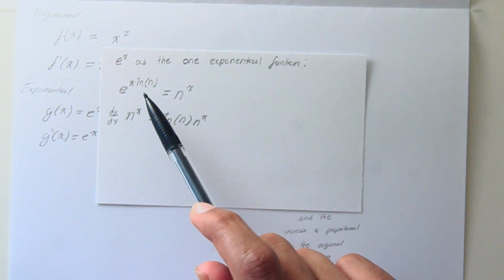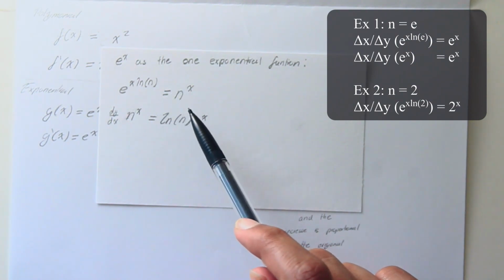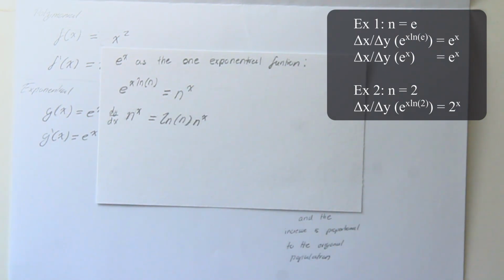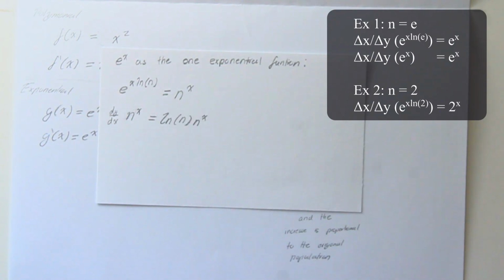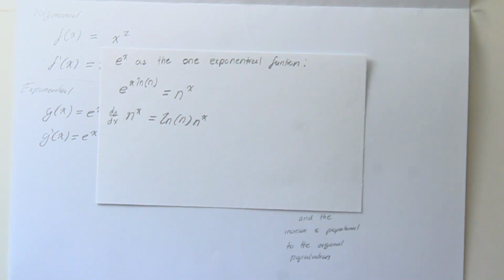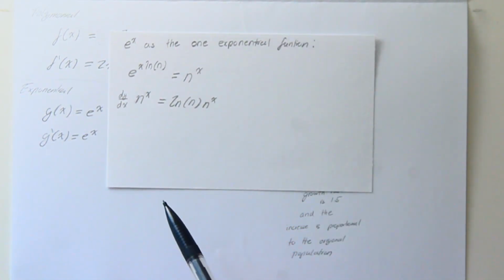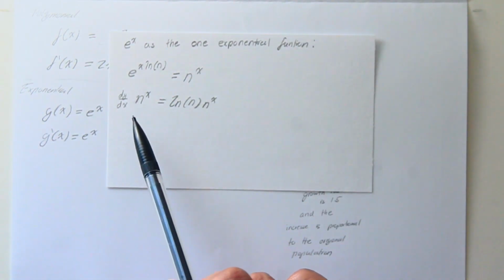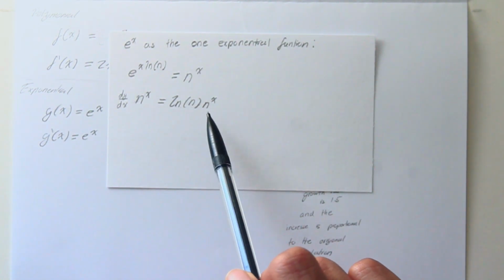So here we have e to the x times the natural log of n equaling n to the x power. So say we have e to the x times ln of 2 equals 2 to the x power. And we're going to see that all exponentials have the same property of being proportional to the original function. And using that, we can derive a way of finding the derivative of these exponential functions really easily.